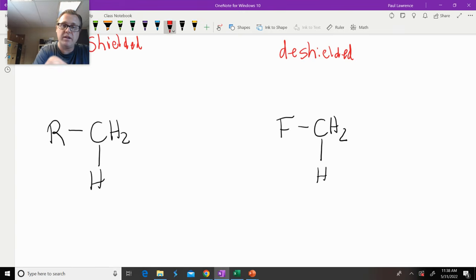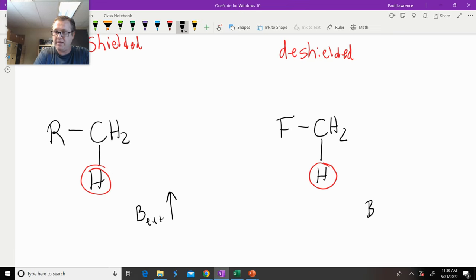So we are focusing our attention on that proton and that proton. Now look at what happens here. We have an alkyl group compared to a fluorine atom. Okay? So we're going to expose these two molecules to the same external magnetic field. So we're going to have our external, right? And it's going to be exactly the same over here. Okay?